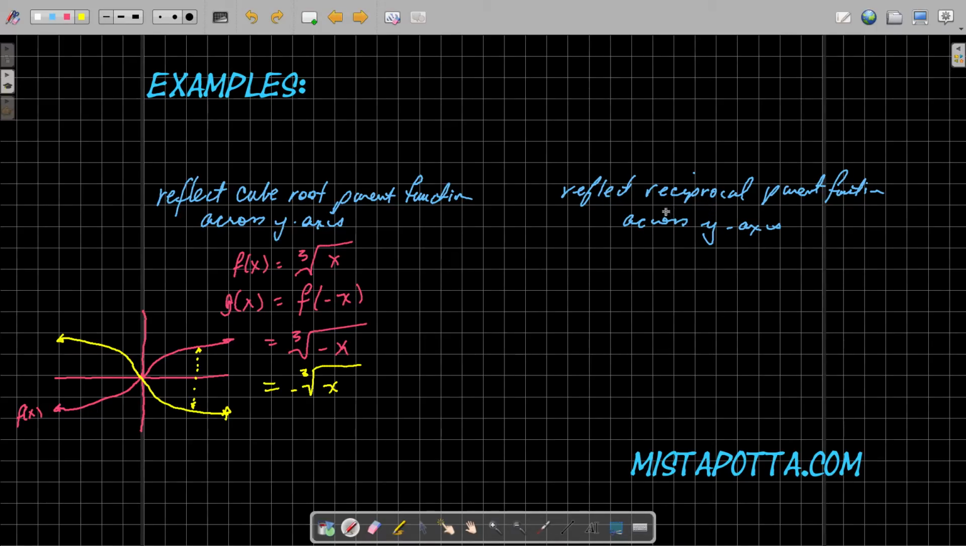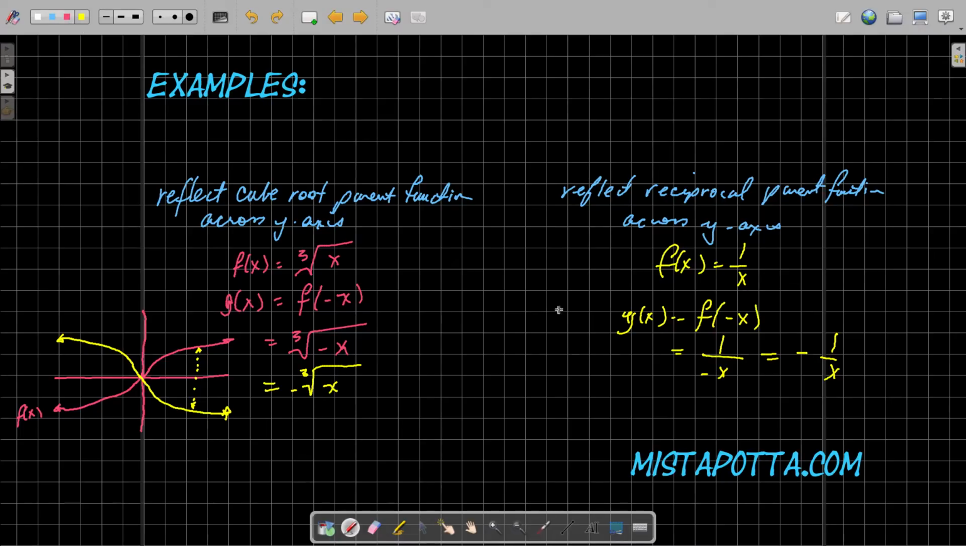Last example I want to do of a reflection is I want to take the reciprocal parent function and I want to reflect it across the y-axis. So for our purposes, f of x is 1 over x. And I want to take this and I want to change the argument. G of x is really going to be f of negative x. So it's going to be 1 over negative x. And just as we did before, this is really also equal to negative 1 over x.